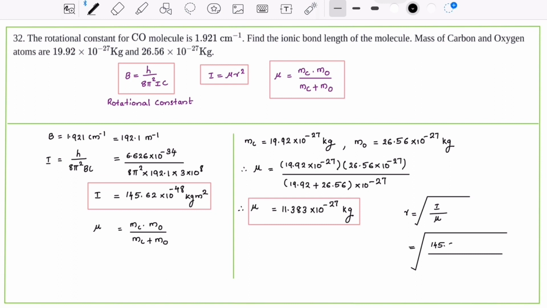This is equal to 145.62 into 10 raised to minus 48 divided by 11.383 into 10 raised to minus 27, and that is equal to 113.11 into 10 raised to minus 12 meter. That is the bond length. R is equal to 1.13 angstrom.